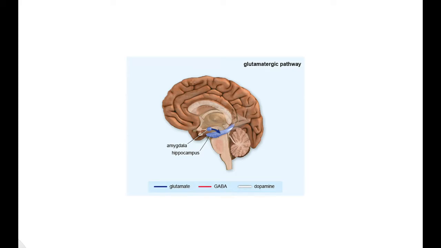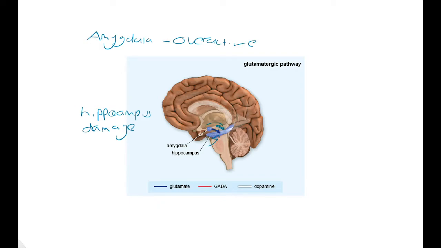So there's also a glutamatergic pathway from the amygdala to the hippocampus. So this is excitatory. In schizophrenia spectrum disorders, because the amygdala is overactive, it is sending more glutamatergic projections from the amygdala to the hippocampus. And what this can do is damage the hippocampus. The hippocampus becomes damaged, and this is one of the reasons why there is a reduction in the size of the hippocampus.